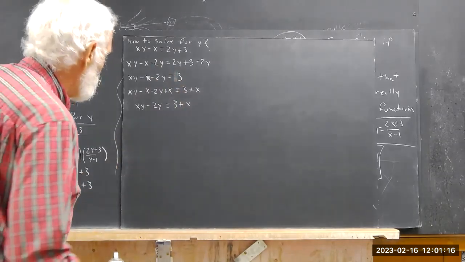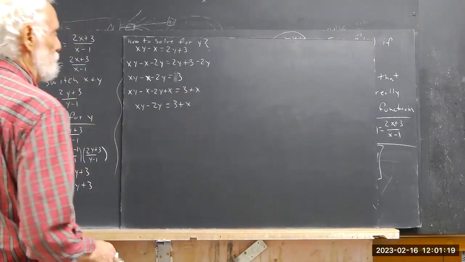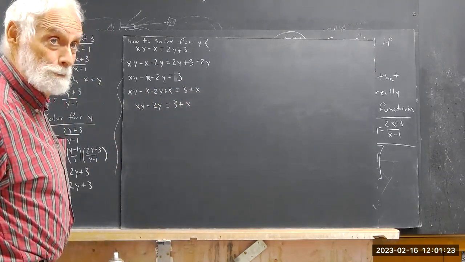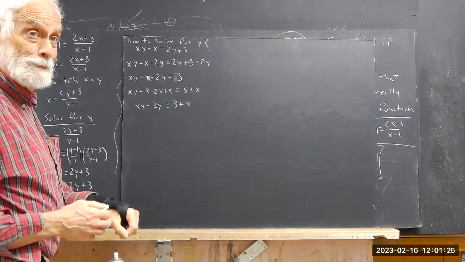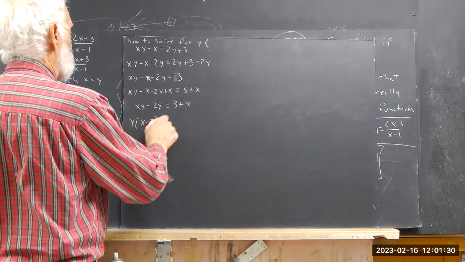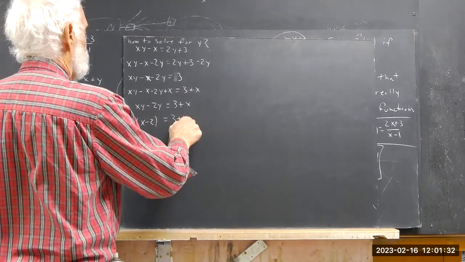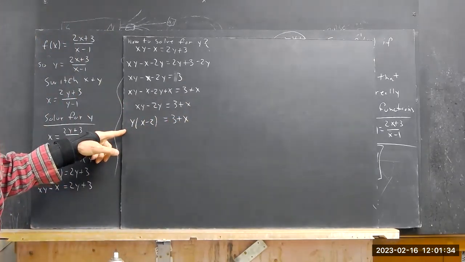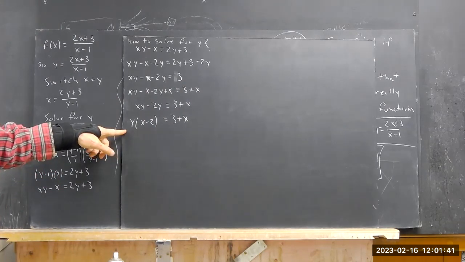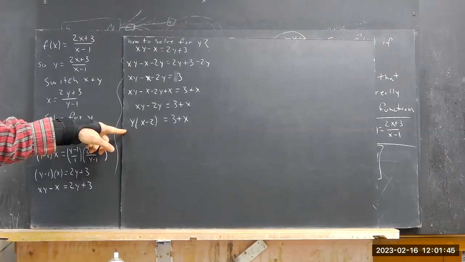Okay, so we got this. What are we going to do? Well, use the distributive law backwards. I could write this as y times x minus 2. That's called factoring, and you've certainly seen factoring. If you're in here and haven't seen factoring, you're going to have to spend a little extra time getting good at factoring.